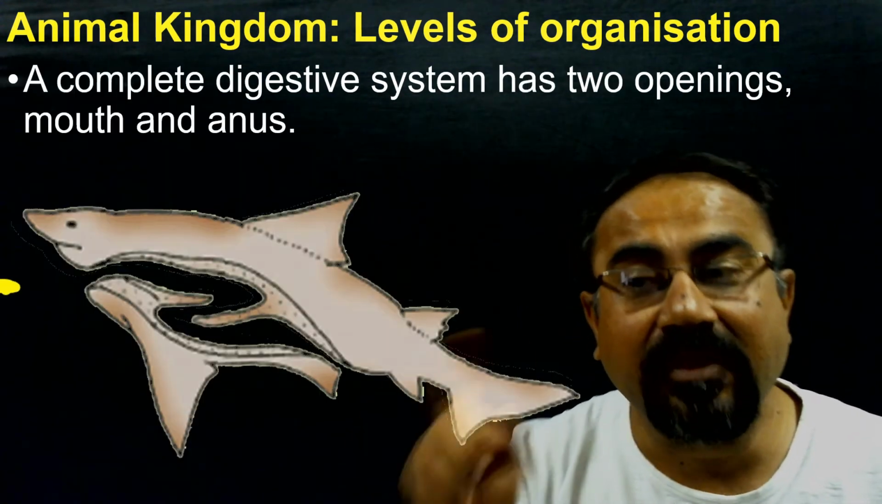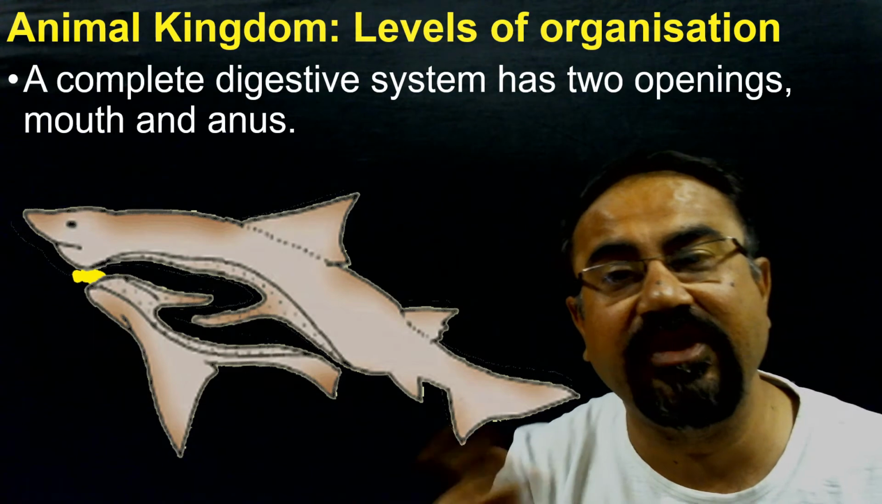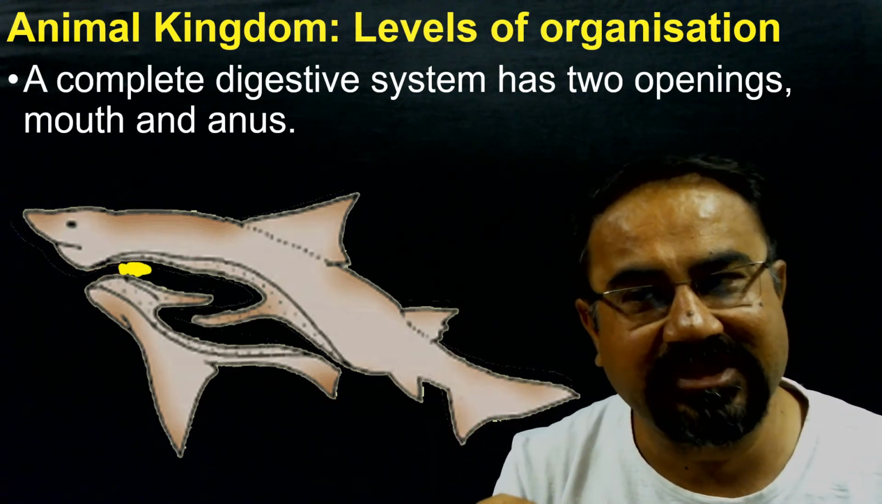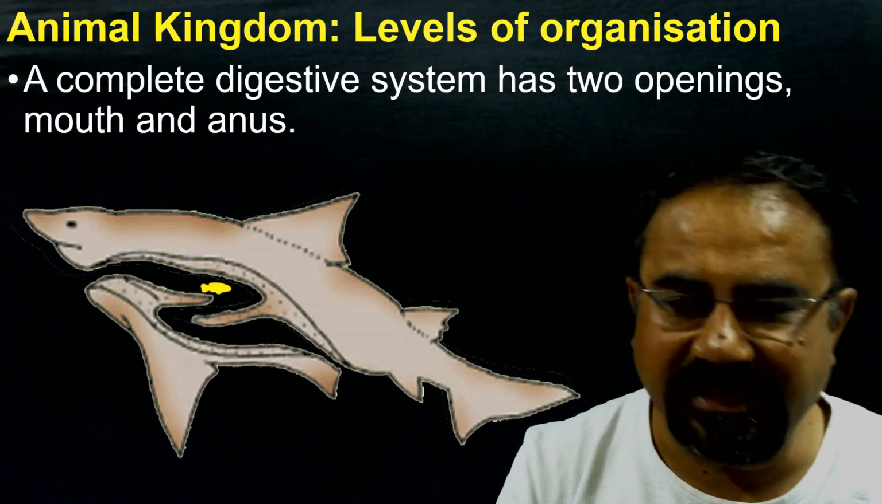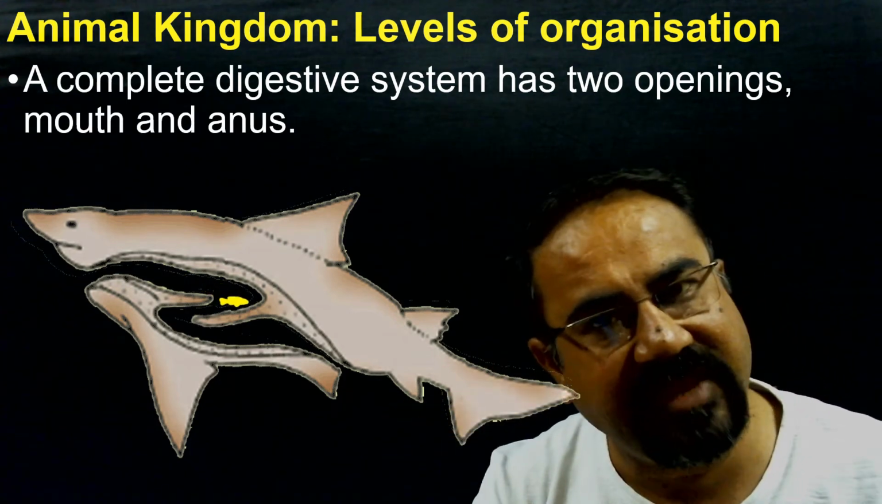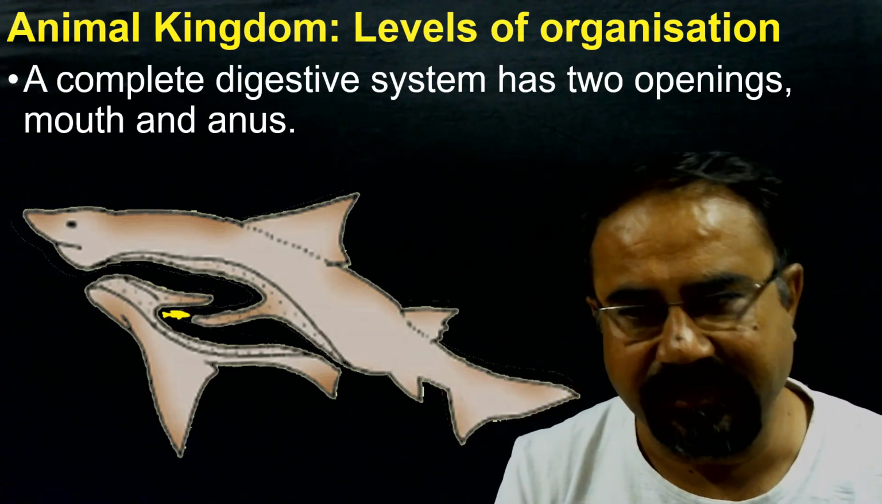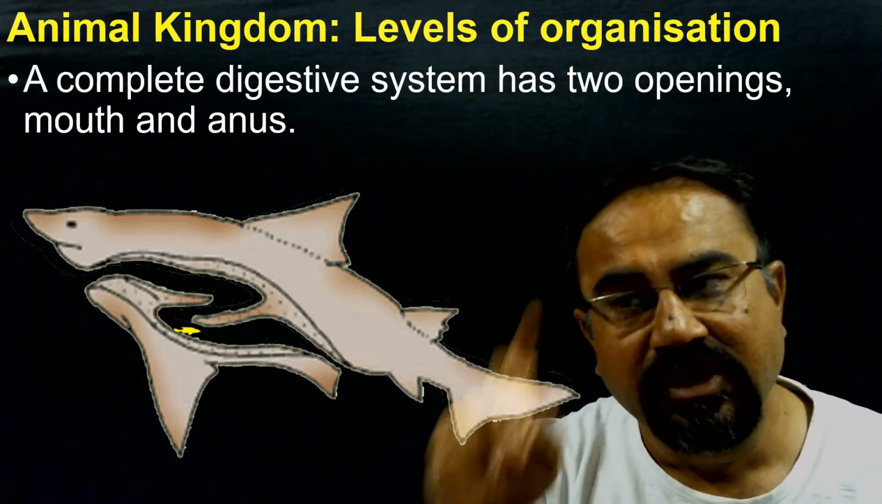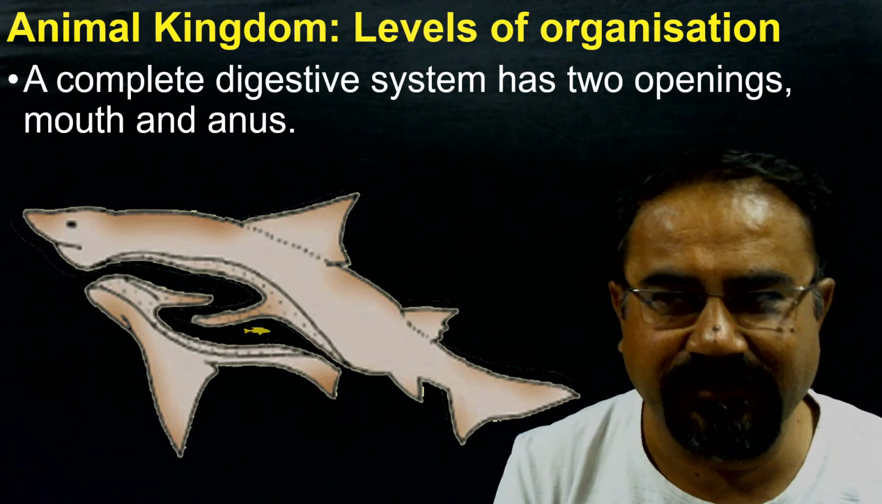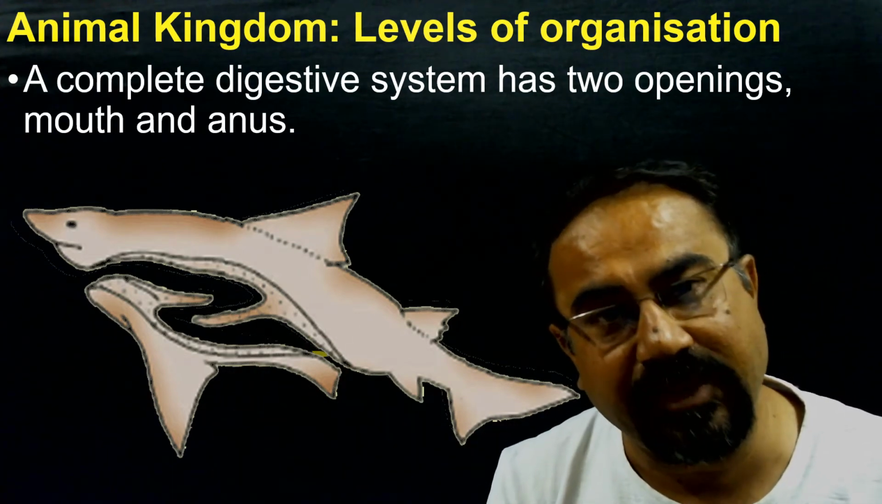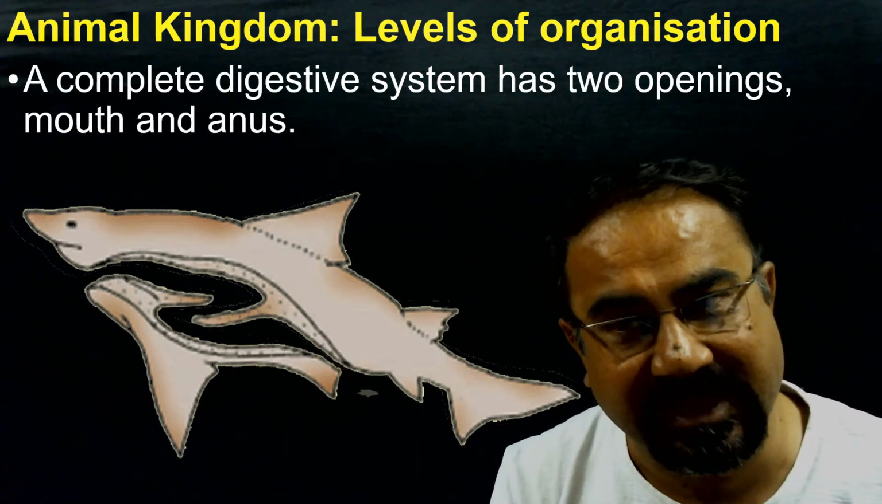एनीवे, कंप्लीट डाइजेस्टिव सिस्टम किसको बोलते हैं? Where two openings are there, mouth is there and anus is there. So mouth is there for the intake and anus is there for the excretion purpose. So here because there are two openings and there is a complete digestive system, it is different from the incomplete one. It is showing the difference in the complexity.